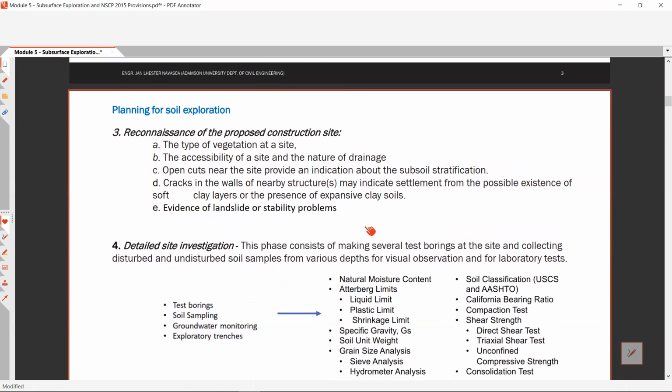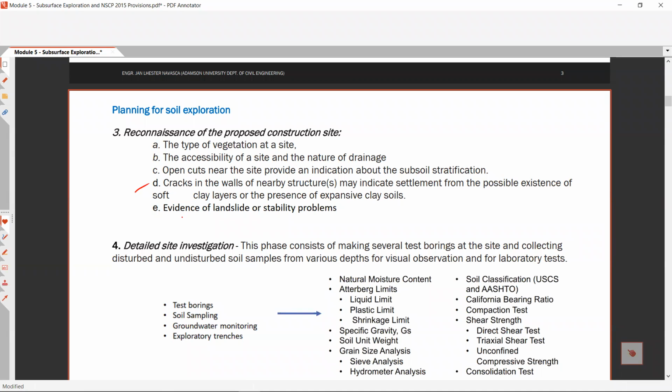Okay, number 3, we need to reconnoiter the proposed construction site. So what is the type of vegetation at the site? The accessibility of the site and the nature of drainage. Then you need to check open cuts near the site, which provide an indication about the site soil stratification. And this one is very important. If you determine cracks in the walls of the nearby structures, this will indicate settlement from the possible existence of soft clay layers or the presence of expansive clay soils.